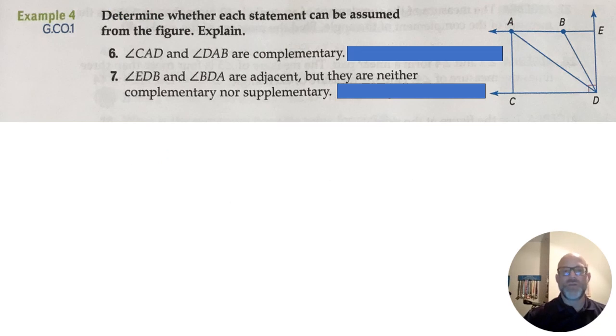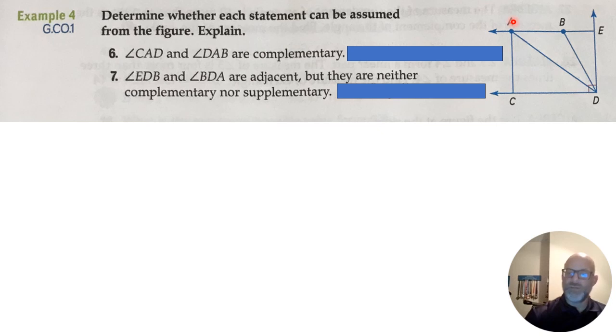All right. Determine whether each statement can be assumed from the figure. Explain. Angle CAD and angle DAB are complementary. Is that true? Well, they certainly look like they are. They look like they form a right angle when you sum them up, right? Looks like this angle was 90 degrees, which would be complementary.